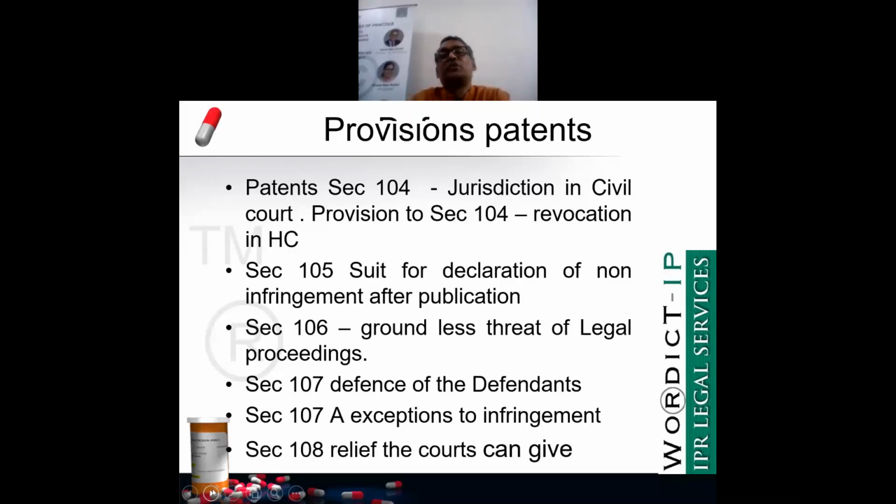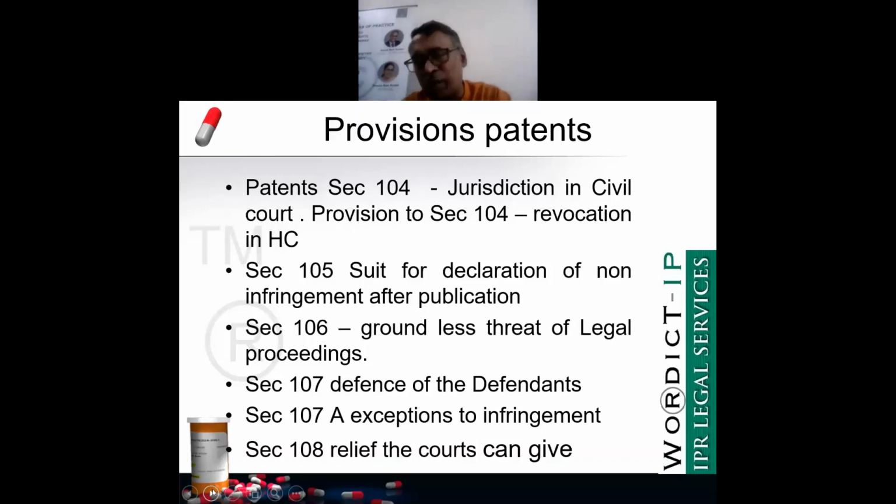Okay, patents. The provisions of patents are slightly different from trademark and copyright. You have patents under section 104, where the jurisdiction is the civil court. Under the proviso to section 104, you can file a revocation in the High Court. Let me tell you, I file a patent infringement suit in the local court. Then the defense that the defendant has is that he can file a revocation in the same court. The application for revocation can be filed in the district court.